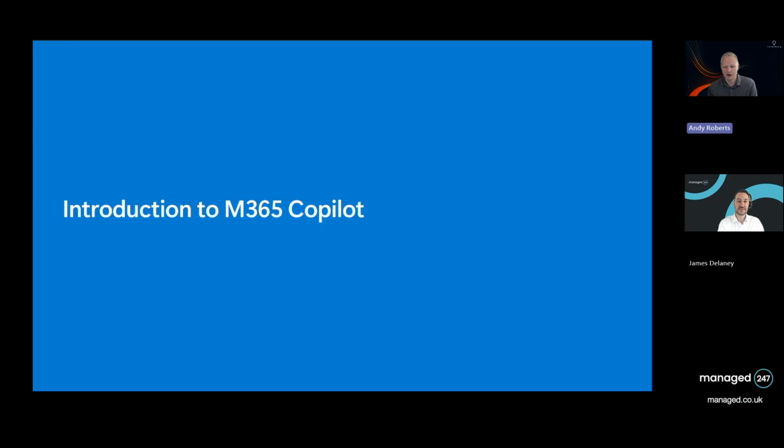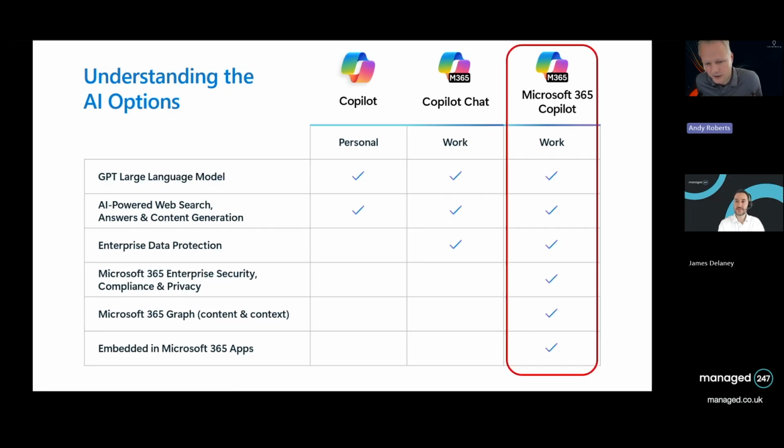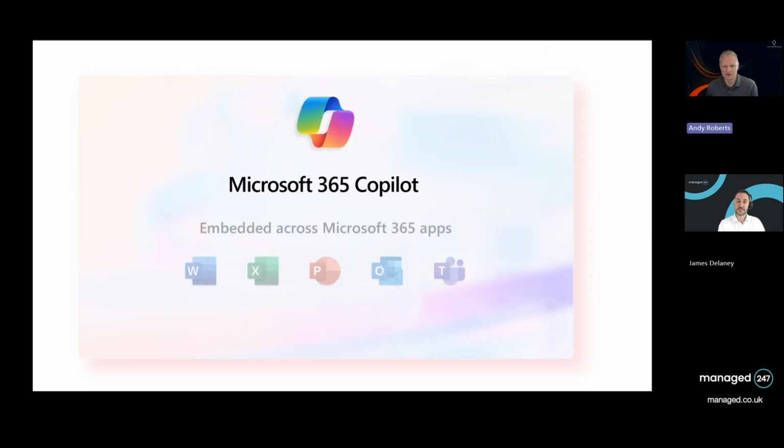Okay, so now a really quick 10-minute or so introduction to M365 Copilot, which is the fully licensed version of Copilot. You can see here some of the additional things we can do. Copilot here can access the Microsoft Graph, which is basically our work data. And it's also embedded into our Microsoft 365 applications as well.